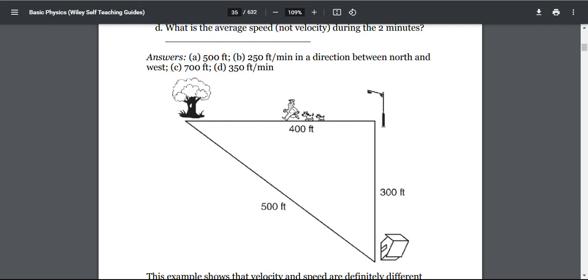Straight line. As you can see, this is the straight line. Displacement is defined as the straight line distance from the object's starting position to its final position, including the direction from start to finish. Okay, so that was it.